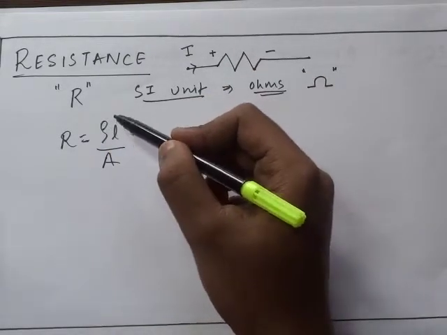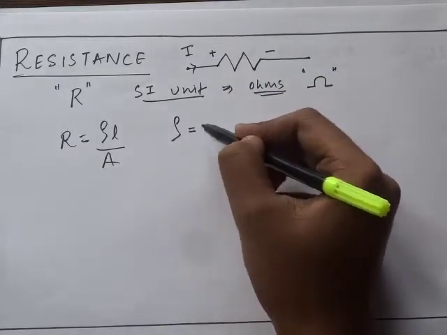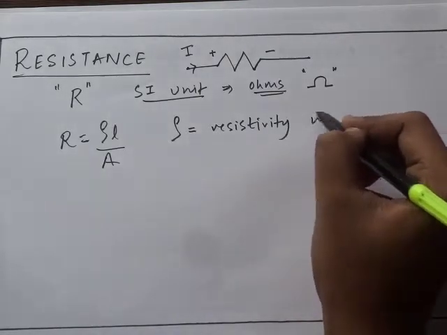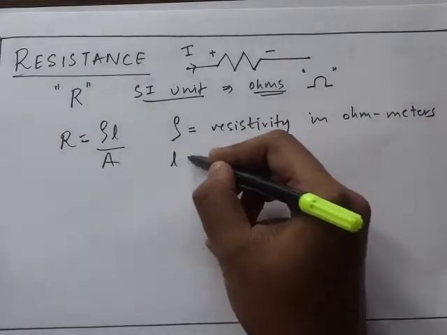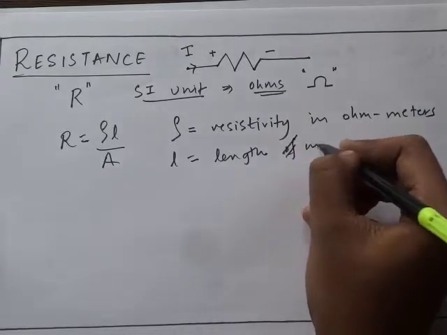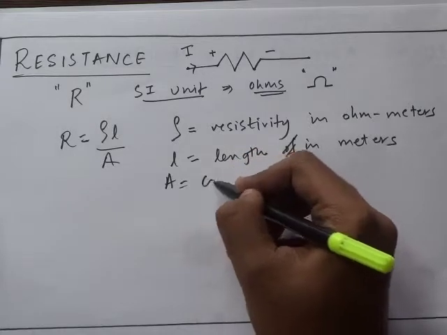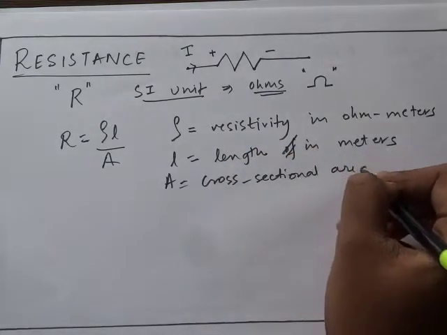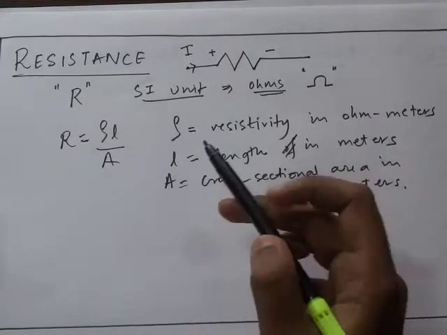We have three unknown variables, rho, L and A, where rho is resistivity in ohm meters, L is the length of that material in meters, and A is the cross-sectional area in square meters. So this is the basic part.